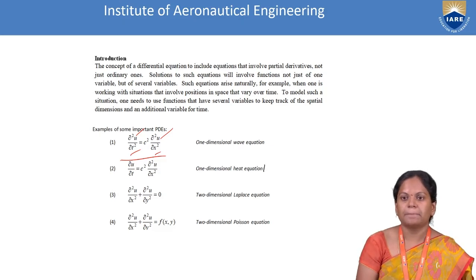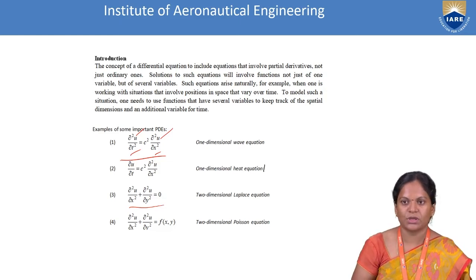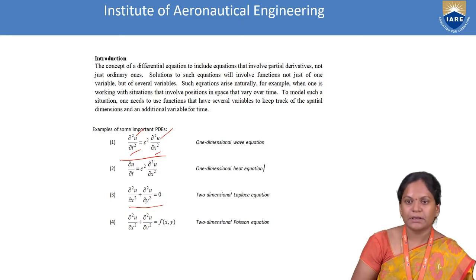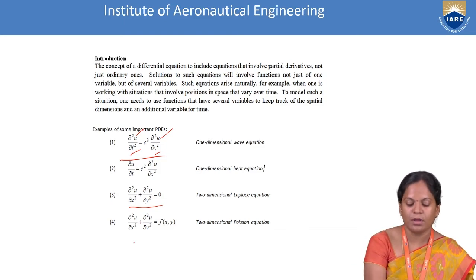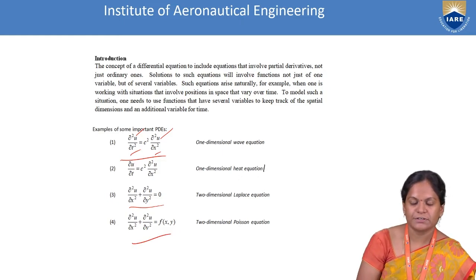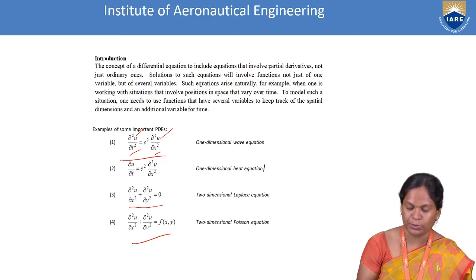These are the examples. Dou square u by dou x square plus dou square u by dou y square equal to 0 is a standard equation. We call this the two-dimensional Laplace equation. Similarly, the two-dimensional Poisson equation is dou square u by dou x square plus dou square u by dou y square equal to f of x comma y. We write partial differential equations with dou square u by dou t square or dou u by dou t. First order is dou u by dou t. Second order is dou square u by dou t square.